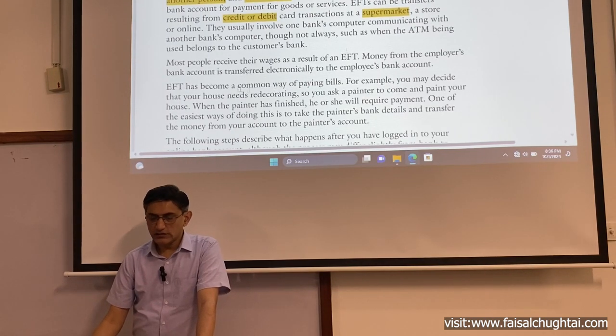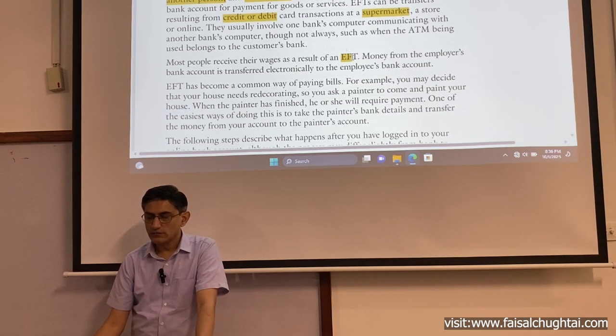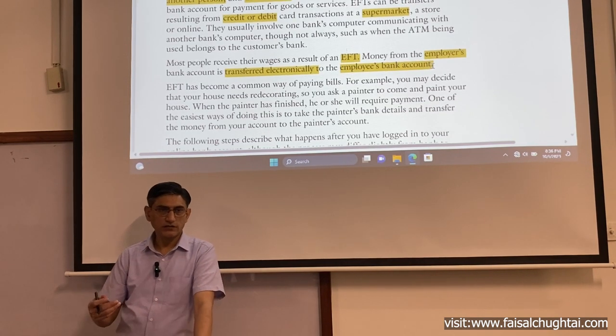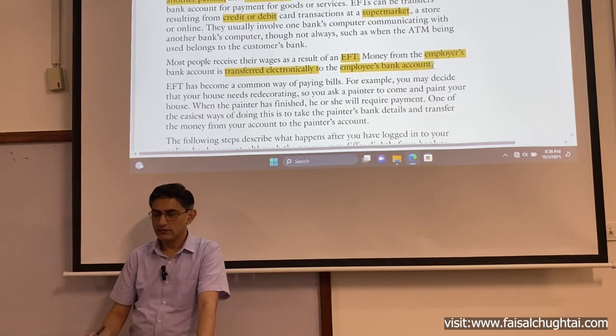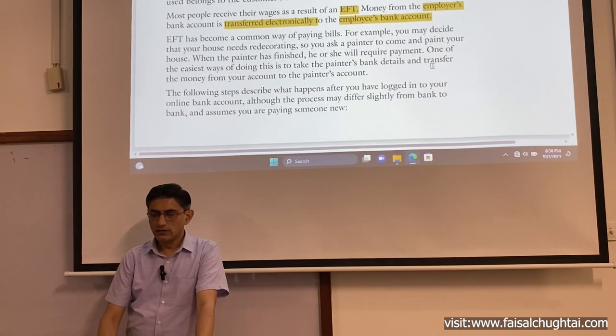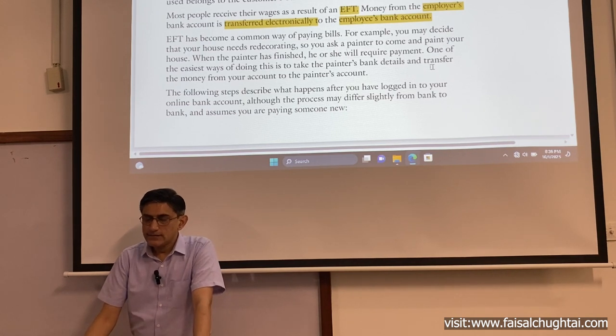So he has given this example of wages being paid to employees. Most people receive their wages as a result of EFT. Money from the employer's bank account is transferred electronically to the employee's bank account at the end of every month in the shape of salary being paid.